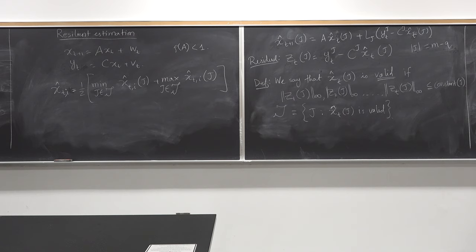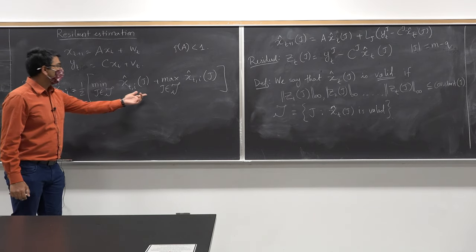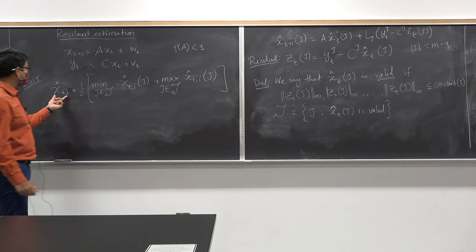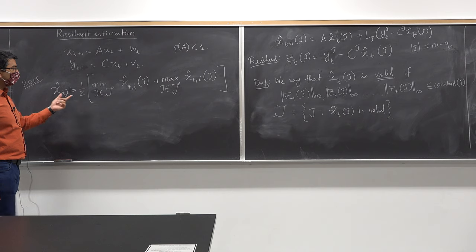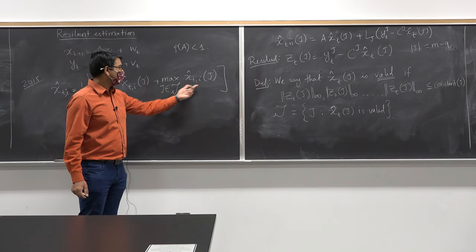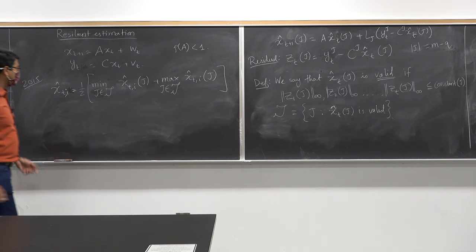Okay, so this is coming from a paper written in 2015. I forgot the name of the author. Nakahira and Mo, I think. So if you pick this value as your estimate, for every element i of the state estimate, you look at the minimum value among all the valid estimates, look at the maximum value among all the valid estimates, and take the average of it, okay?